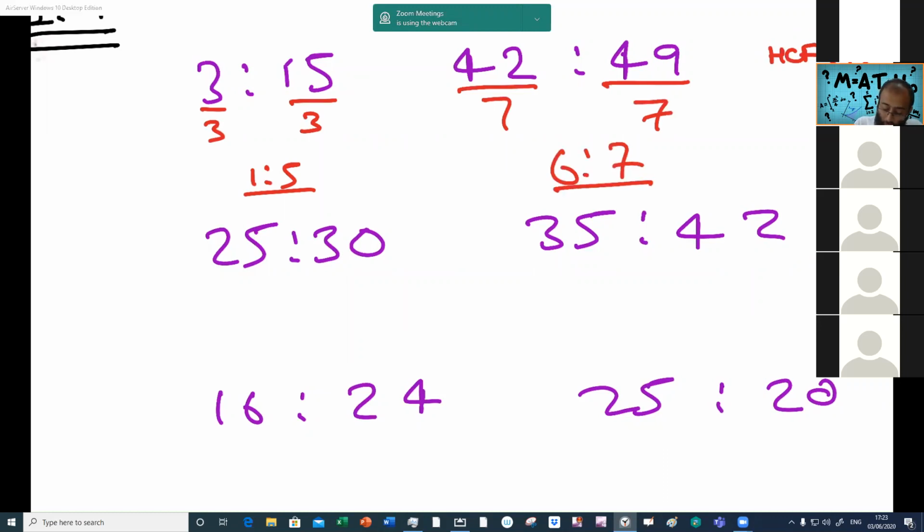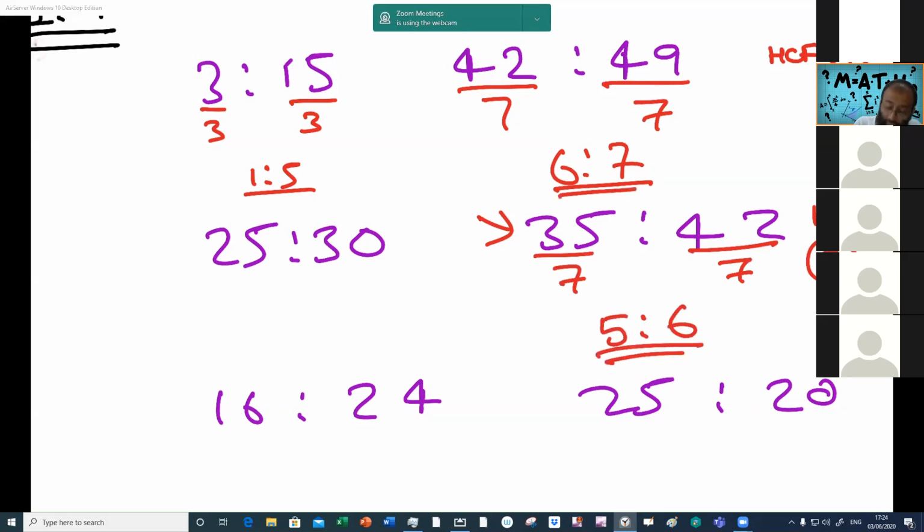Okay, and what about this one here? 35 to 42, the highest common factor is 7, so you have to do 35 divided by 7 and 42 divided by 7, which is 5 to 6. Fantastic. Thank you very much for that, Idris. Let's pick somebody else, inshallah.